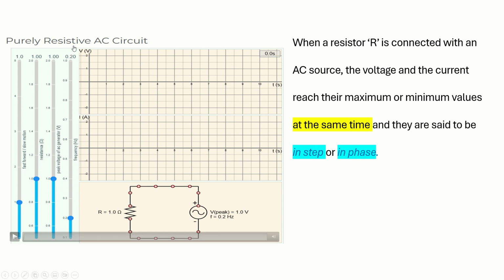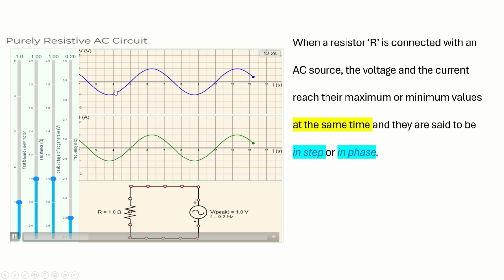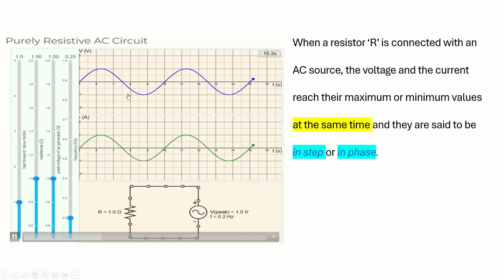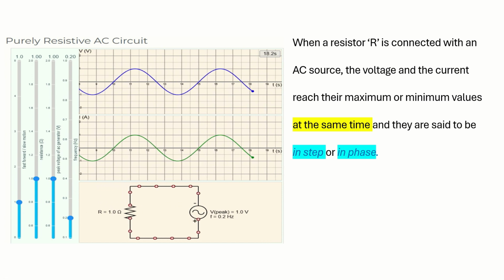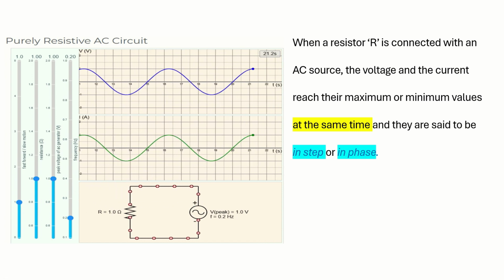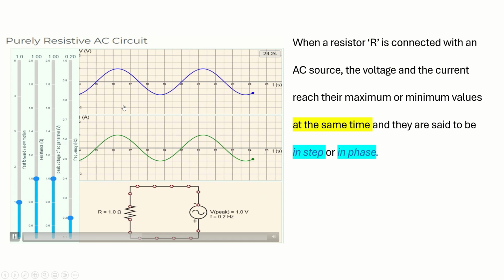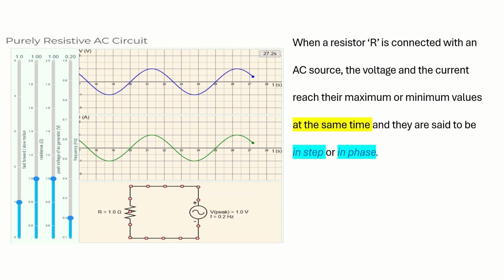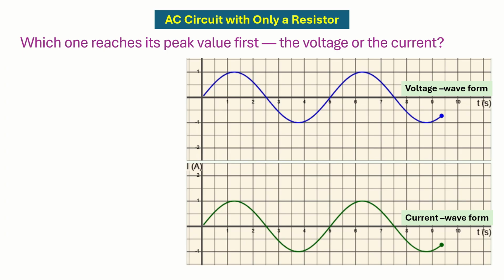When only a resistor is connected to an AC circuit, observe what happens to the voltage and the current. When a resistor is connected with the AC source, the voltage and current reach their maximum and minimum values at the same time, and they are said to be in phase, or in step with each other. This is the behavior. So, they are in phase with each other, voltage and current, when only a resistor is connected in the AC circuit.